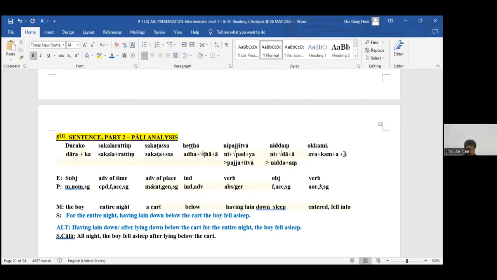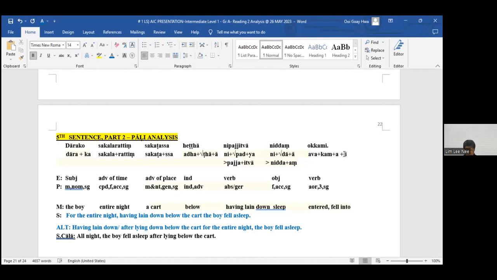In Pali it is masculine or neutral, genitive, and singular. Heta means below. In English it is indeclinable, an adverb. Dipavitra means having lain down, a verb, and is absolutive and gerund. Nidam means sleep, which comes to be an object, feminine, accusative, singular.